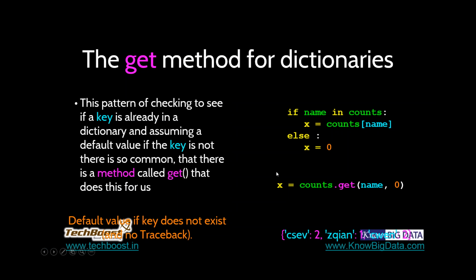The slide says this pattern of checking to see if a key is already in a dictionary and assuming a default value if the key is not there is so common that there is a method called get that does this for us. So what if the key is already present? The value of that key gets updated.